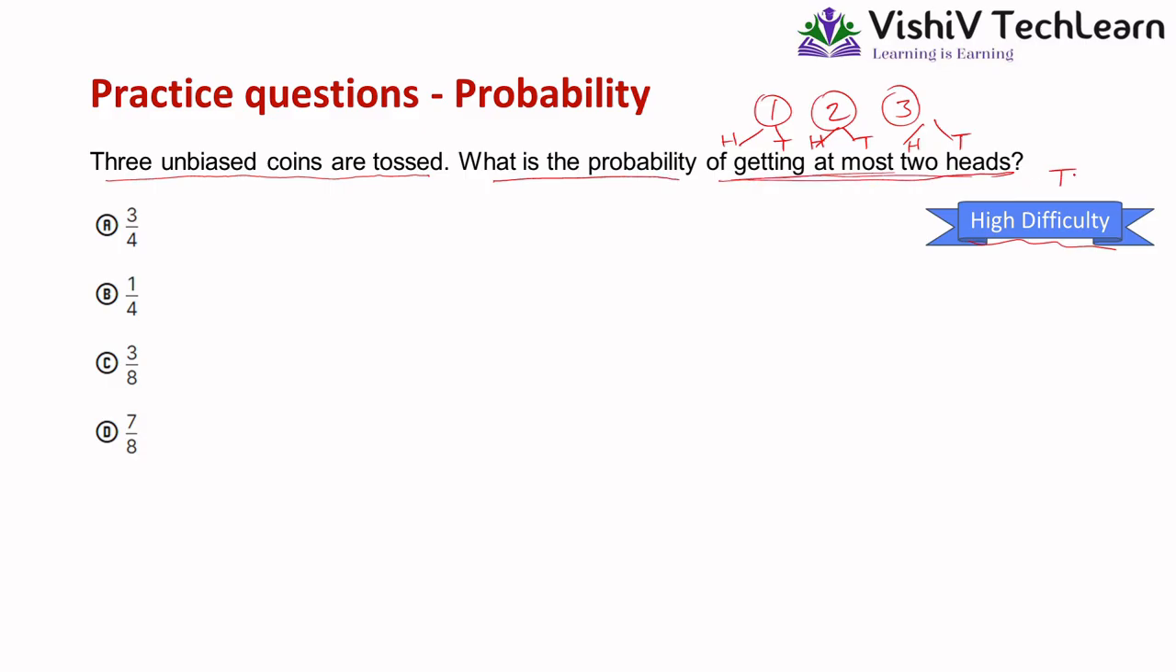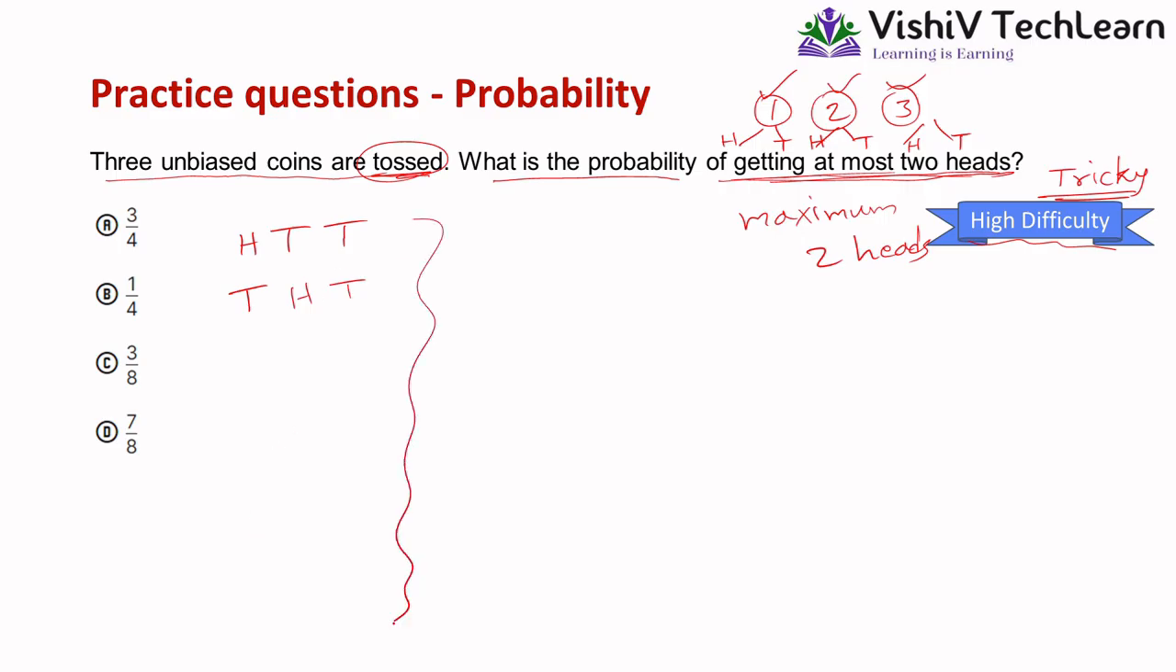Now as I said, the logic is tricky. So this logic is also tricky. At most 2 heads we need. So maximum we can have 2 heads. Now when we are tossing 3 coins, the first coin may have head, second may have tail, third may have tail. First may have tail, second may be H, then T. So this way we can have different combinations. Let's find out these combinations first.